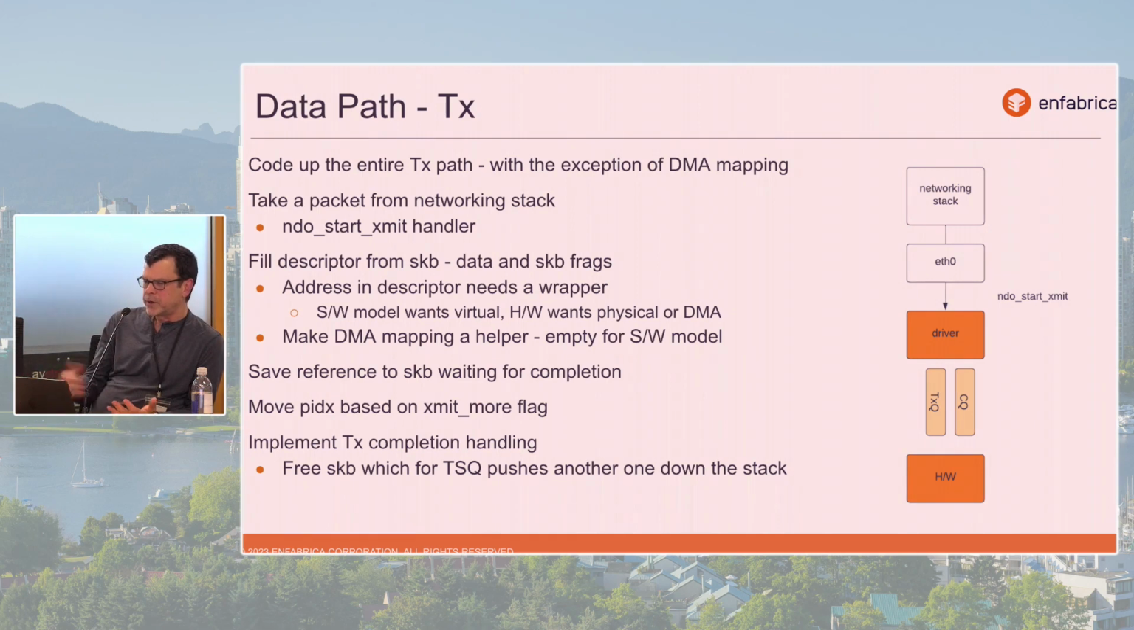Well, if you're on hardware, the driver is going to look at that SKB. It's going to see it has so many fragments. It's going to have to DMA map each one of those fragments, those kinds of operations. So you can't do DMA mapping for the software model. So again, put a HAL wrapper around that where it does nothing for your software model.